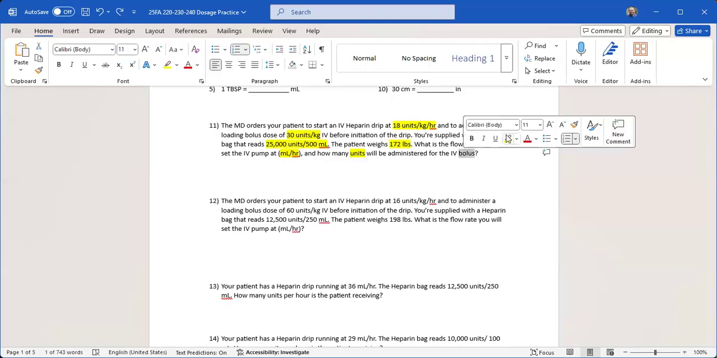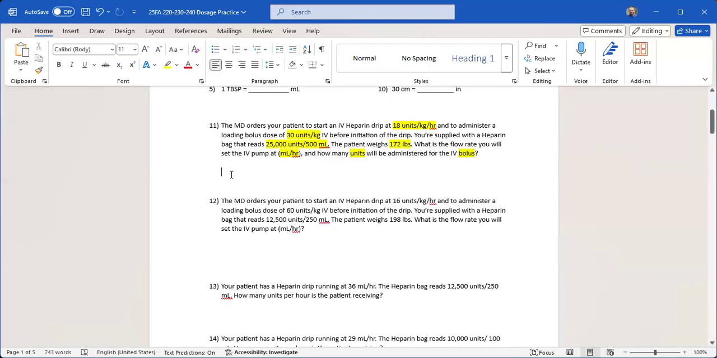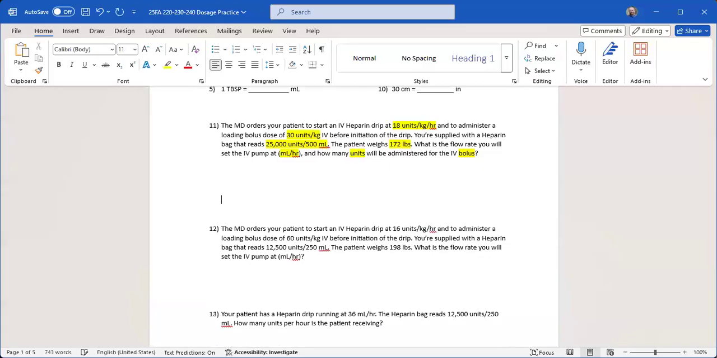And so that's how we know what to do. So I'm going to open this up and I'm just going to get to work. Like I said, the question says first find the flow rate and then find the bolus. Let's do the easy one first. Let's find the bolus first because there's less math to do with that.